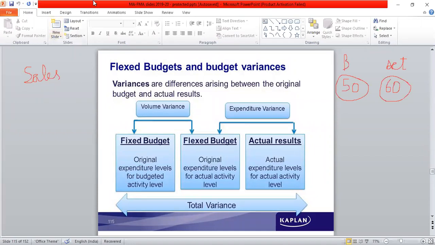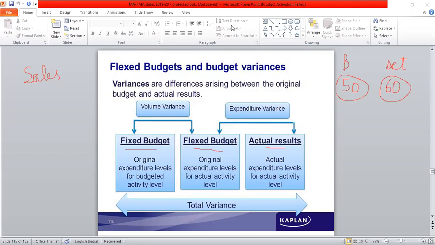Fixed budget is at a level which is fixed, but flexible budget is the original expenditure levels for the actual activity level. That's the flexible budget, or flexed budget. Where now fixed budget, then actual result. When this fixed budget is adjusted according to the actual results, it's called a flexible budget. The difference between fixed budget and flexible budget is called volume variance. The difference between flexible budget and the actual budget is called expenditure variance. Please make a note of that.